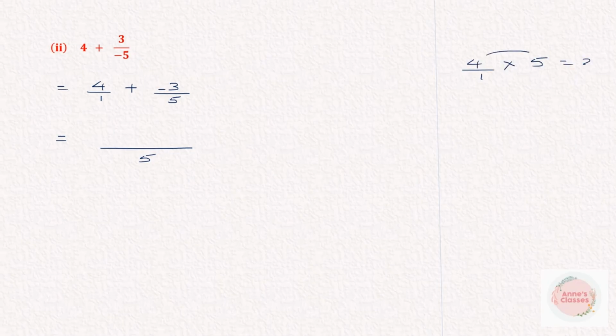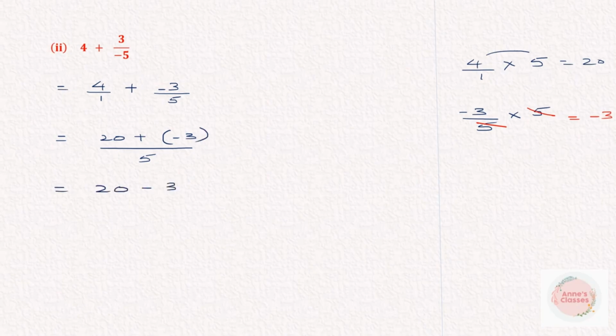4 5s are 20. So this is 20 plus, let's take the second fraction, minus 3 by 5 multiplied by the LCM. Now cancel. So 5 and 5 gets cancelled and we have only minus 3. So here let's write that minus 3. Open the brackets, 20 minus 3 by 5. 20 minus 3 is 17. 17 by 5. Your answer is 17 by 5.